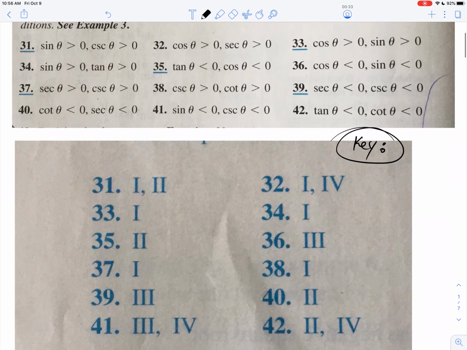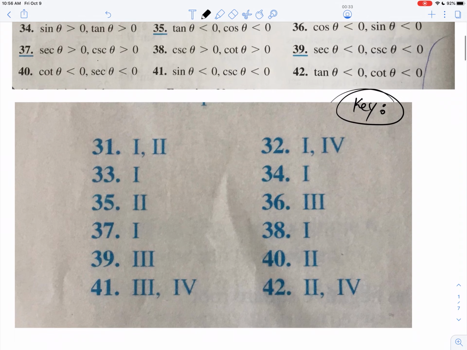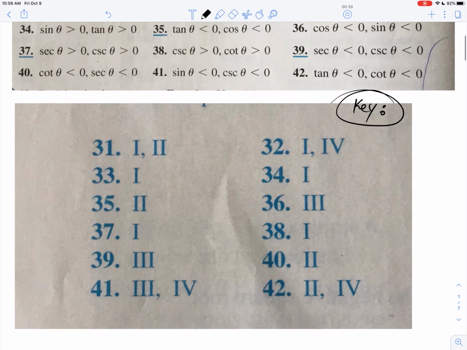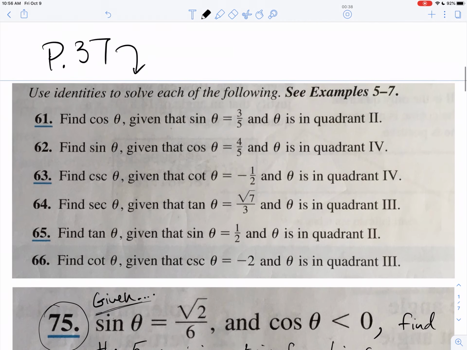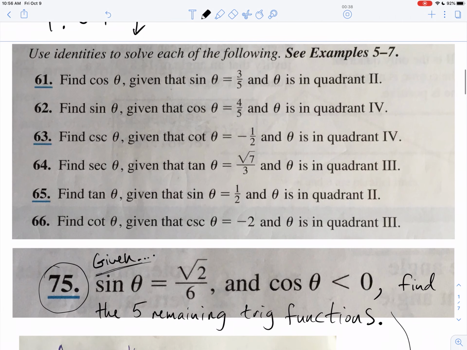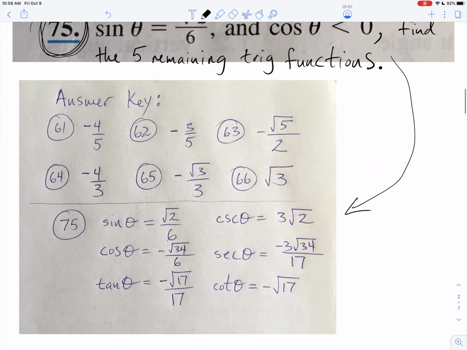There's the answer key for the ones from page 36. And then here are the questions from page 37. Now, number 75, I chopped off the instructions because it's a big string of stuff, and they take a while to do those problems. So anyway, it says find the 5 remaining trig functions, and that's just for question 75 here. So here's the answer key for that stuff.